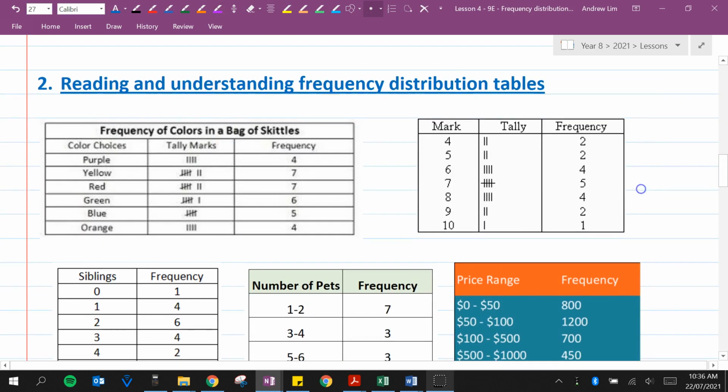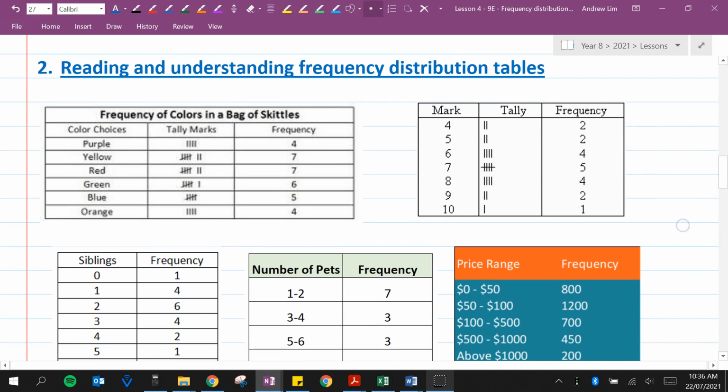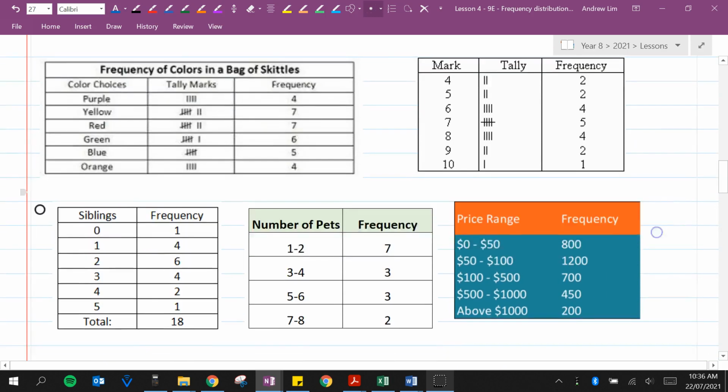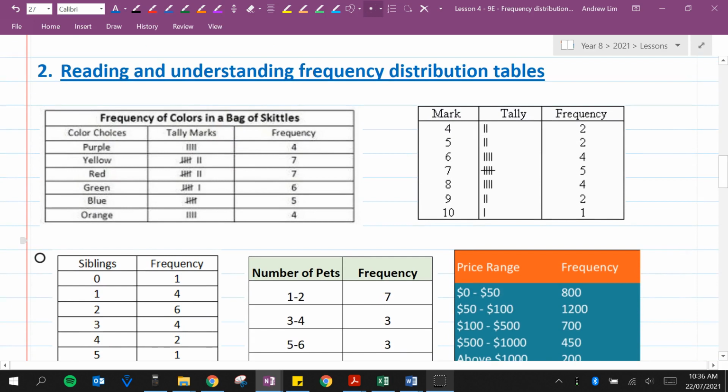Okay, so we've looked at how to read and understand tallies and also when they're useful. Let's have a look at how to read and understand frequency distribution tables. So here I've got a whole bunch of different examples. In our top row, we've got frequency of colors in a bag of Skittles. So we've got purple, yellow, red, green, blue, and orange. And we've got marks. Let's say it's a test score out of 10.